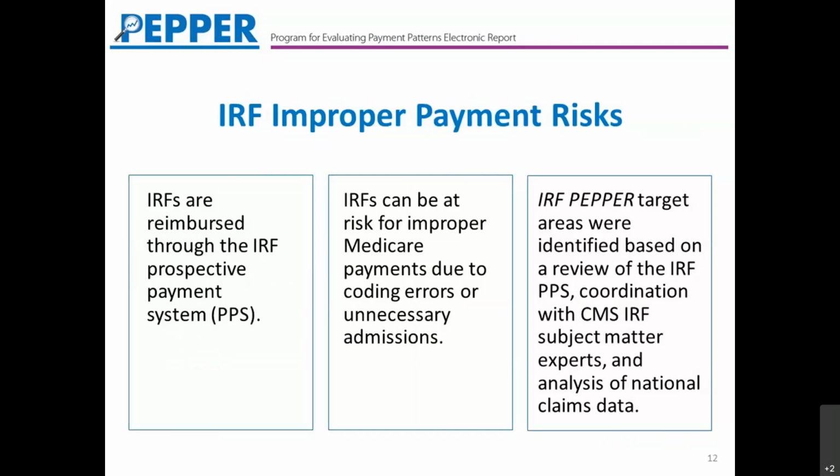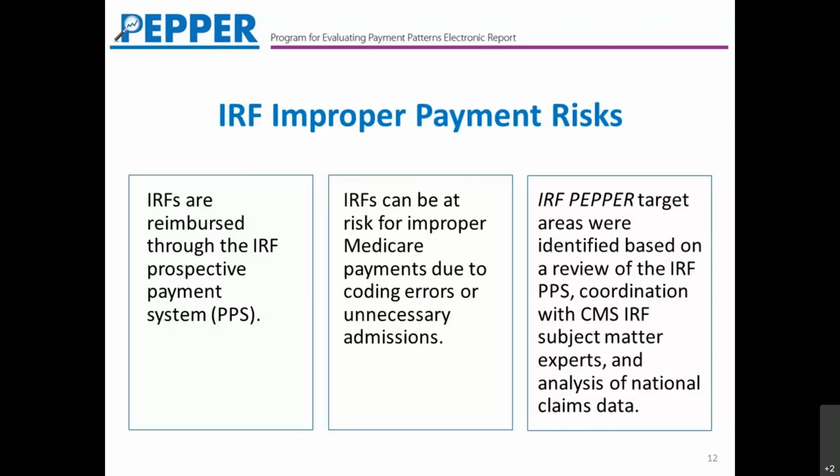Let's talk now about the improper payment risks that are pertinent to inpatient rehabilitation facilities. IRFs are reimbursed through the IRF Prospective Payment System, or PPS. The primary risk that we focus on in the PEPR relates to coding errors and unnecessary admissions. IRFs are at risk for both of those situations.